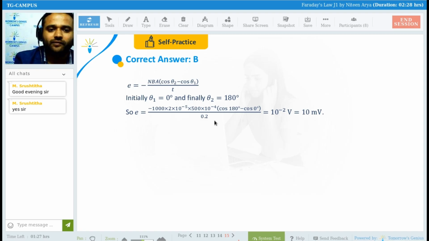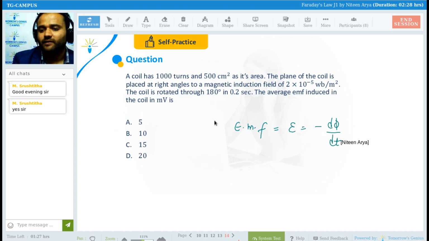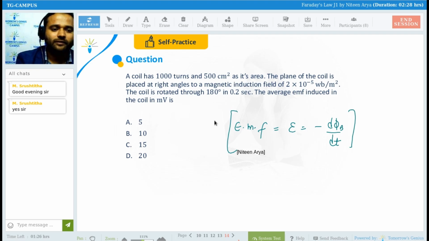Okay, the EMF and everything we have been discussing since the last 1 hour. EMF is generally the electromotive force. You're going to see many symbols, but the most appropriate is this one: minus d phi by dt. And that is why relative motion matters, and phi is magnetic flux. That is the formula. Is this clear, everyone?